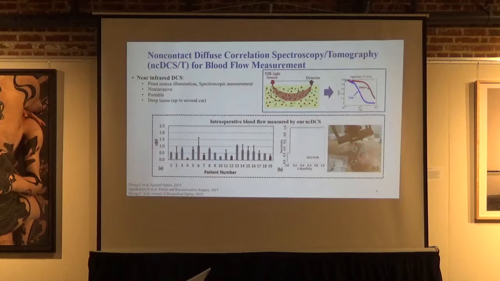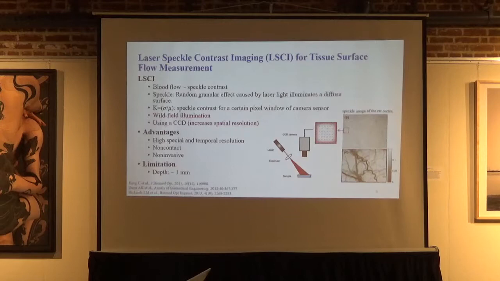That's why we moved to the imaging part. We learned also from laser speckle contrast imaging, where we use the speckle contrast, which by definition is the standard deviation over the mean value. We use 7x7 pixels. In this method, they use wide field illumination to get the blood flow in the very shallow depth, less than 1 millimeter, but this system has high spatial and high temporal resolution. It's non-contact, non-invasive, and very fast.